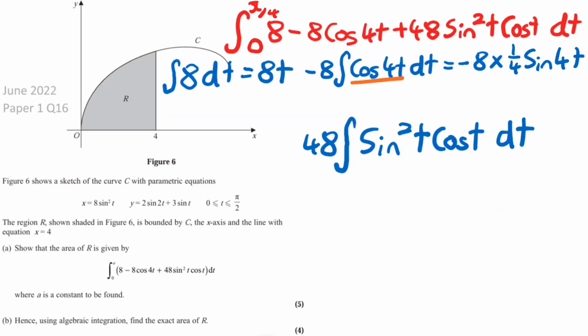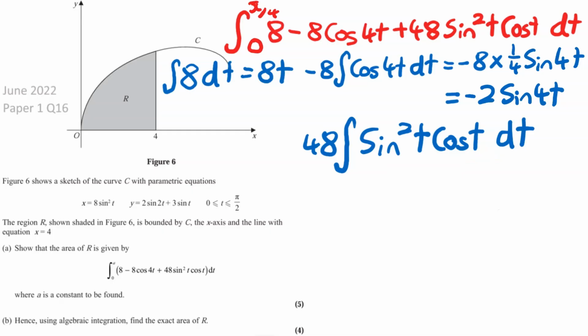When you integrate cos 4t, we need to multiply it by the minus 8 we took out at the start, so minus 8 multiplied by a quarter is minus 2. So this is minus 2 sin 4t. And then we integrate this 48 sin squared t cos t. I've taken the 48 out of the integral, so we need to integrate sin squared t cos t. We need to use the reverse chain rule for this, as I've already talked about in this video.